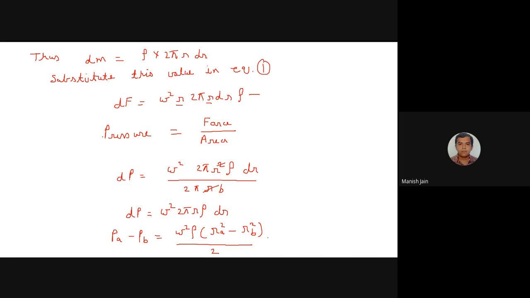Okay, so this is the value of the pressure difference for hydrostatic equilibrium when the system is under the influence of centrifugal force. So you have to remember this equation. This is equation number 2.